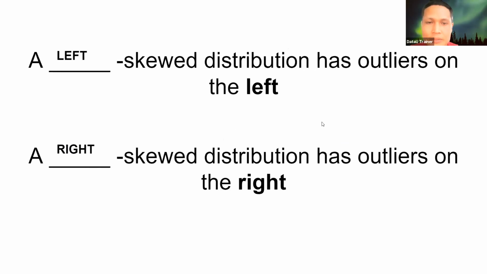Correct. All right, so I kind of showed the answers here, but a left skewed distribution has outliers on the left. It's kind of easy to remember that. And a right skewed distribution has outliers on the right. Okay. So what is an outlier again?